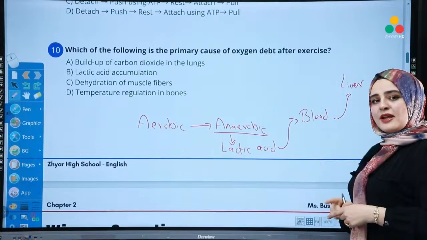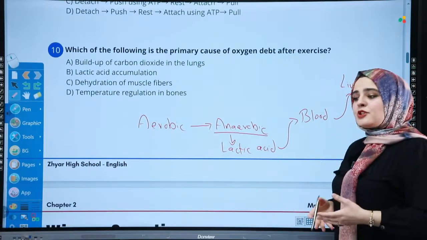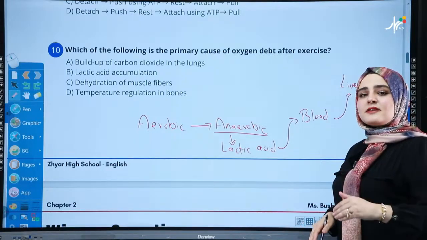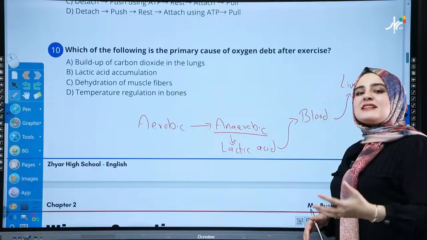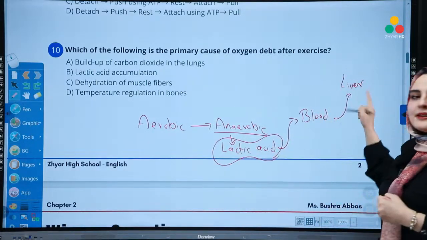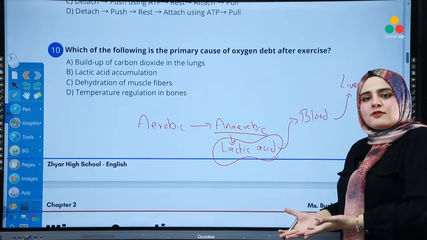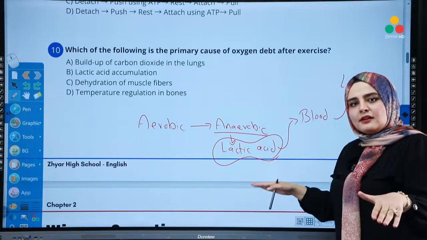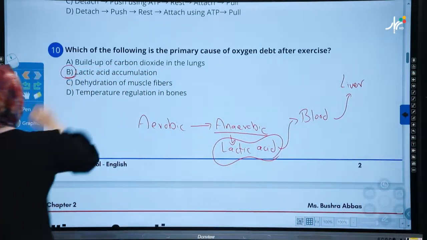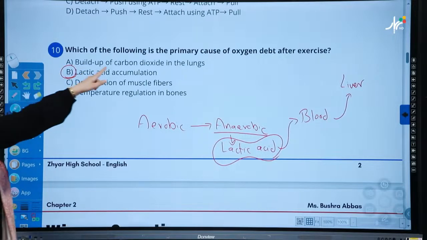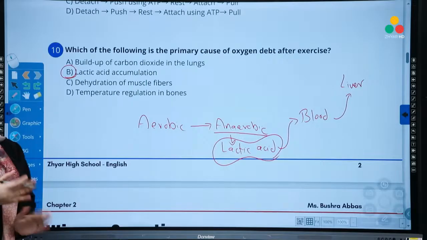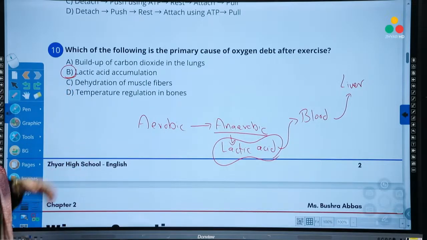But since it's a metabolic waste, it's not normal in the body, so we should get rid of it. The oxygen that you inhale even after the exercise, when your breathing still hasn't gone back to normal, is extra oxygen used to break down the lactic acid in the liver and make energy out of it again. Once the lactic acid is gone, the breathing goes back to normal. So our answer is lactic acid. Got it? The buildup of carbon dioxide has nothing to do with it, dehydration has nothing to do with it, temperature has nothing to do with it. It's all about the lactic acid.